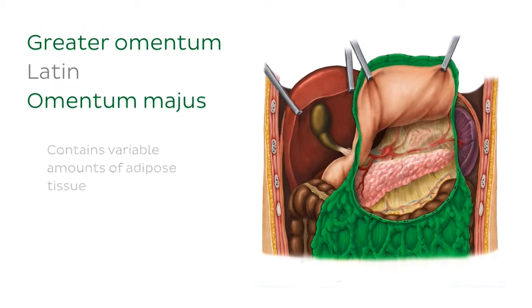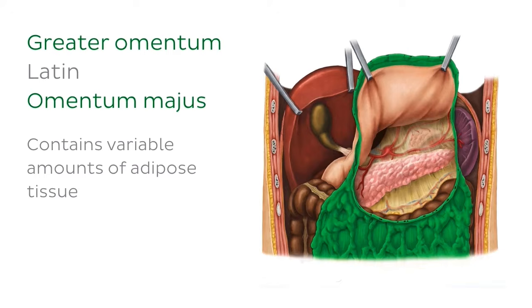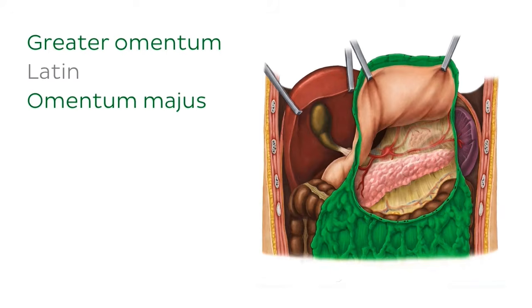It contains variable amounts of adipose tissue or fat and consists of an anterior sheet and a posterior sheet, each made up of 2 layers. Therefore, the greater omentum consists of 4 layers in total.